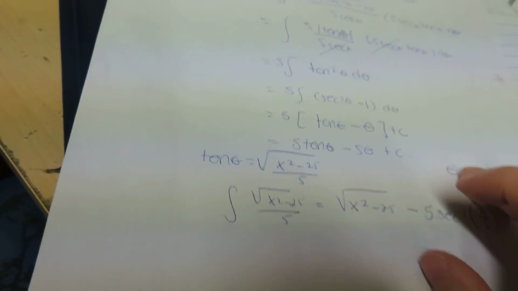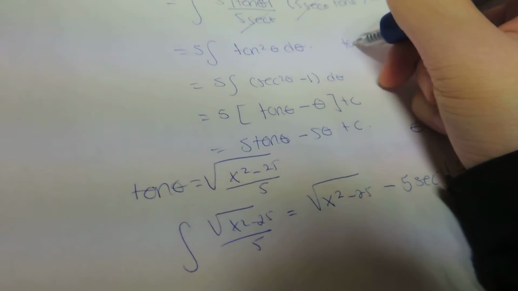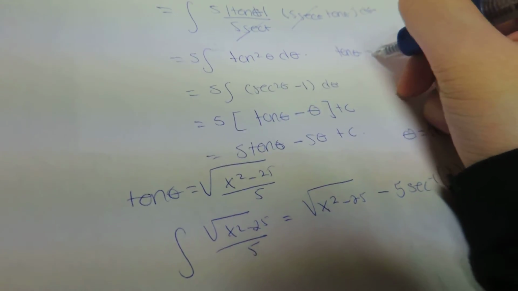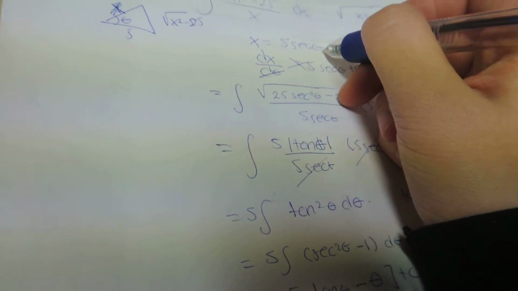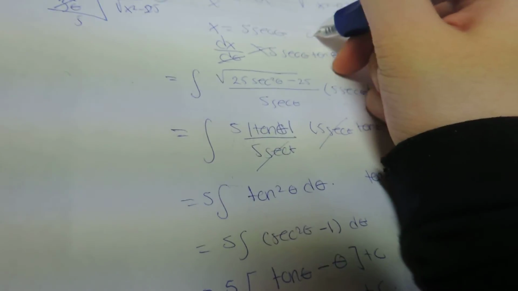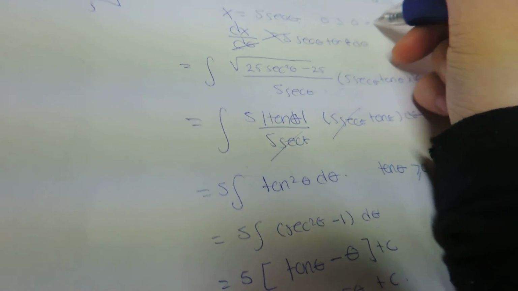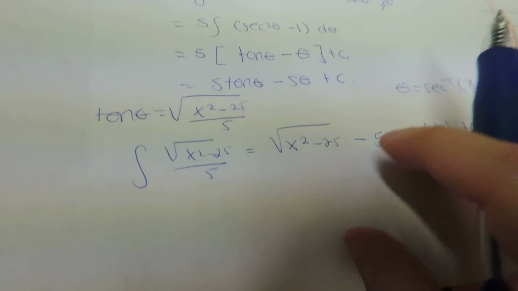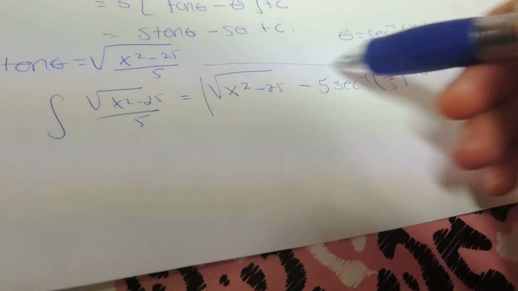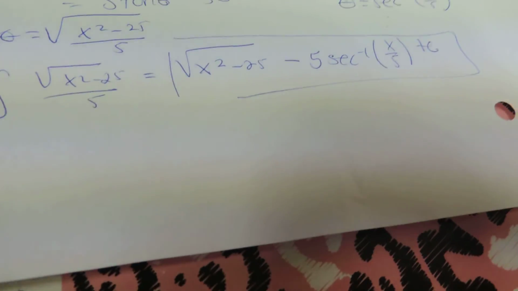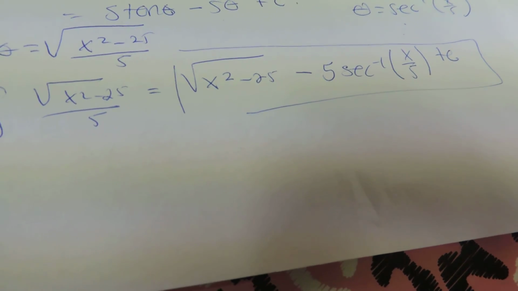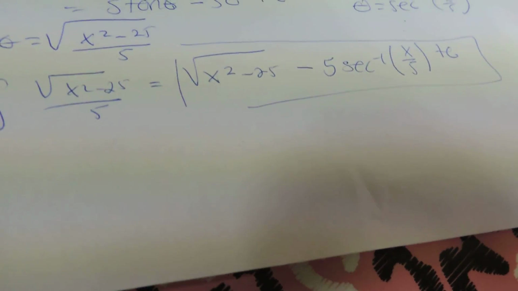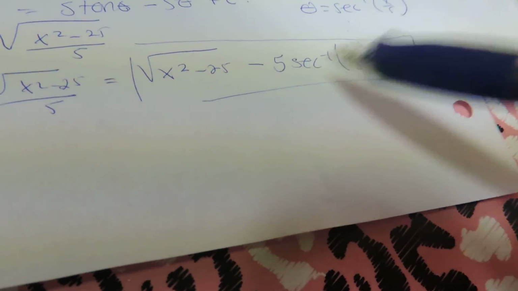It is evident that tangent theta will have to be bigger than or equal to 0, since theta is going to be in between 0 and pi by 2. And so the answer is the square root of x squared minus 25 minus 5 secant inverse of x divided by 5 plus c. And this secant inverse is arcsecant.